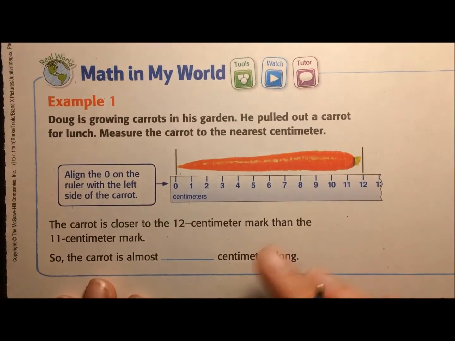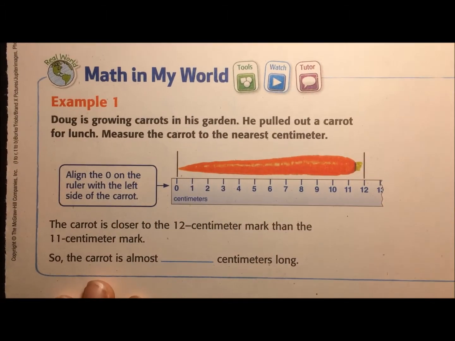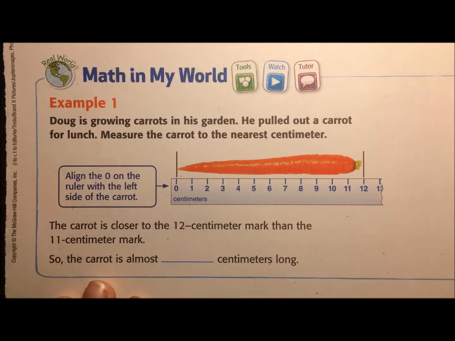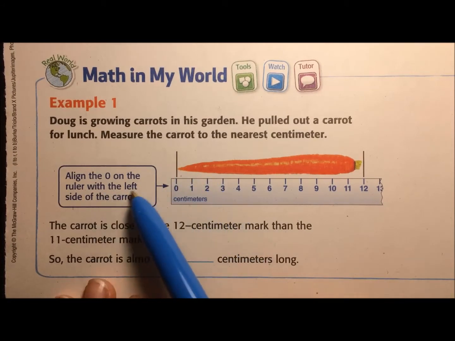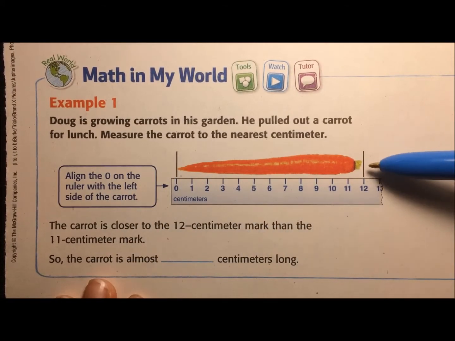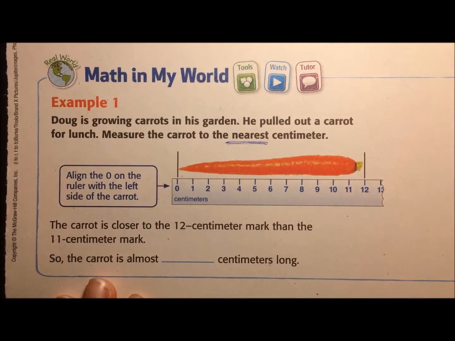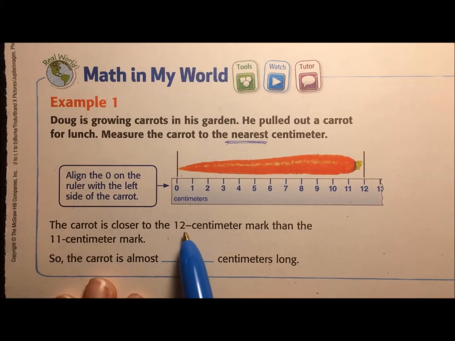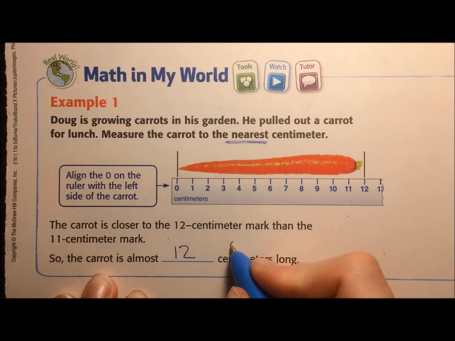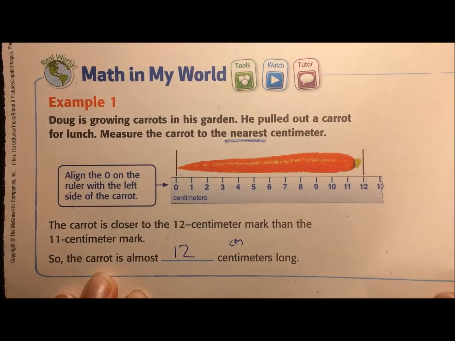Let's have an example here. Doug is growing carrots in his garden. He pulled out a carrot for lunch. Measure the carrot to the nearest centimeter. Okay, so a line with the 0, and lay it out. And you can see it's not exactly to the 12, but it did say nearest, and that means we're estimating to the nearest centimeter. So between 11 and 12. Well, the carrot is closer to the 12 centimeter mark than the 11, so the carrot is almost 12 centimeters long, or cm for centimeters.